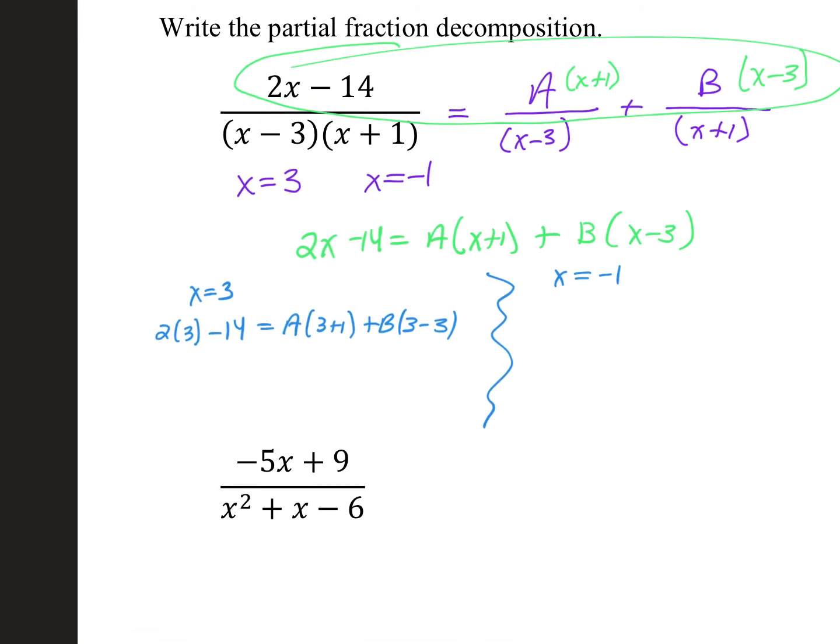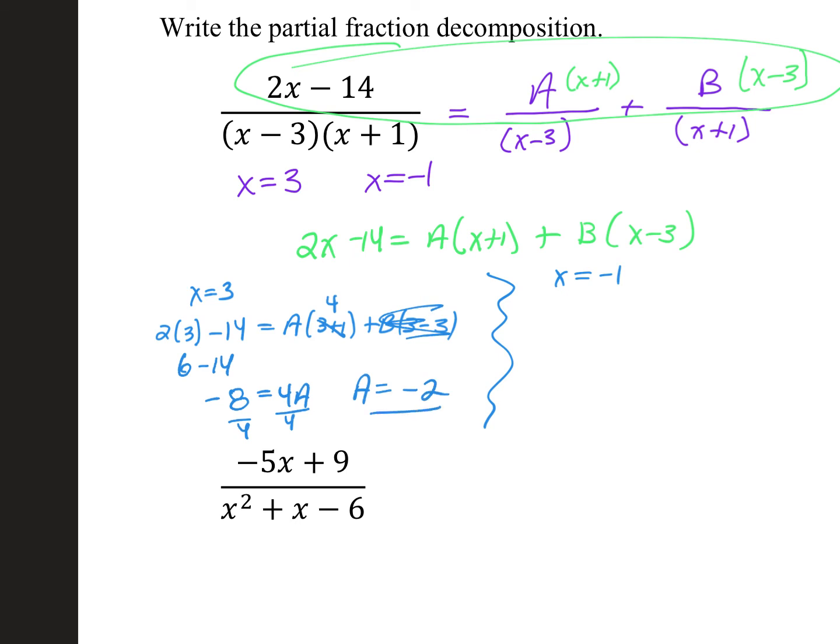So as we go to evaluate, what's 2 times 3? So 6 minus 14 gives me how much? Negative 8. Okay. And here I have 3 plus 1 is 4, so I have 4a. And then what happens to 3 minus 3? Cancels out. So I divide both sides by 4, and my a value is how much? Negative 2. Good.